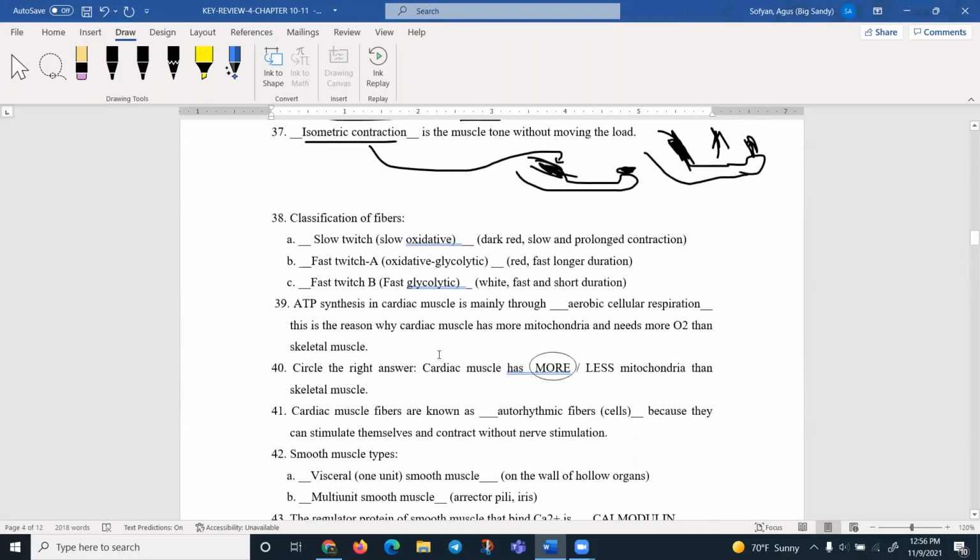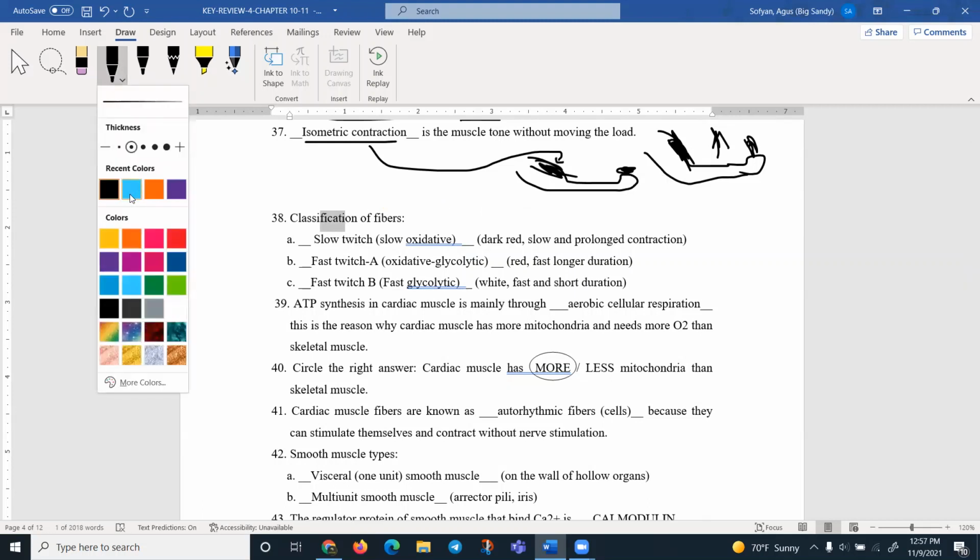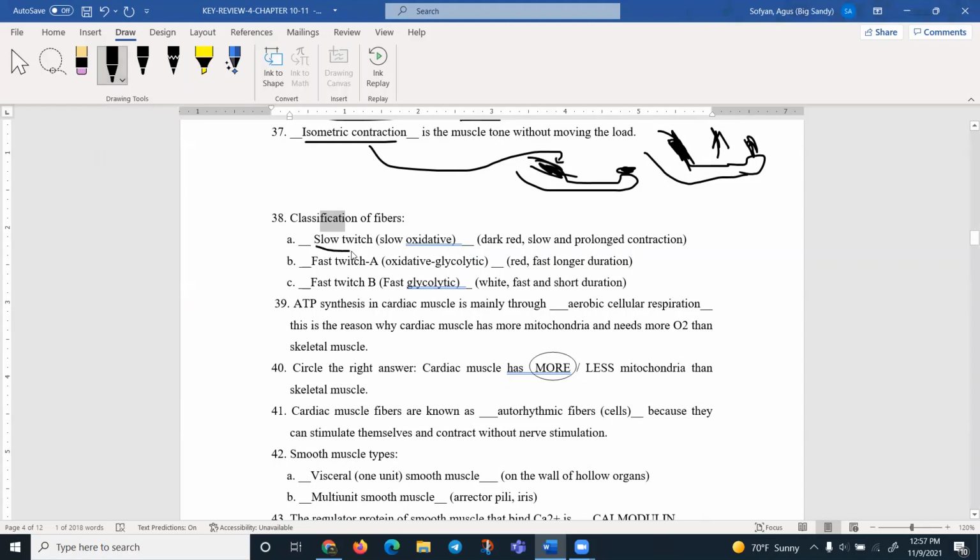Now, classification of fiber. So red meat, pink meat, and white meat. The first one is the red meat, which is slow twitch muscle. Pink meat is fast twitch A, between oxidative and glycolytic. And the last one is the white meat. This is the fast muscle.